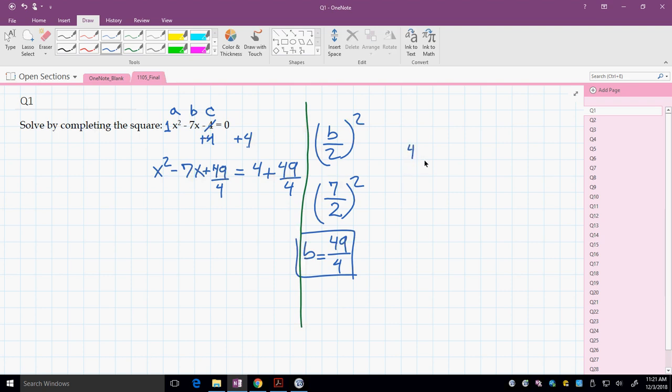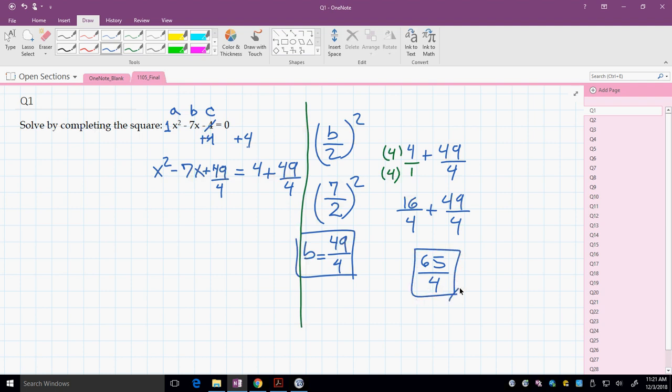If we add fractions, remember that we have to have the same denominator. So we have 4 here. Remember there's a 1 always there. So we need to multiply top and bottom by 4 in order to combine the fractions. So 4 times 4 is going to be 16. 4 times 1 is going to be 4. We have 49 over 4. If we add then, we're going to have 65 over 4. We cannot divide this evenly, so we're going to leave it as a fraction. So now we simplify. Here we have 65 over 4.